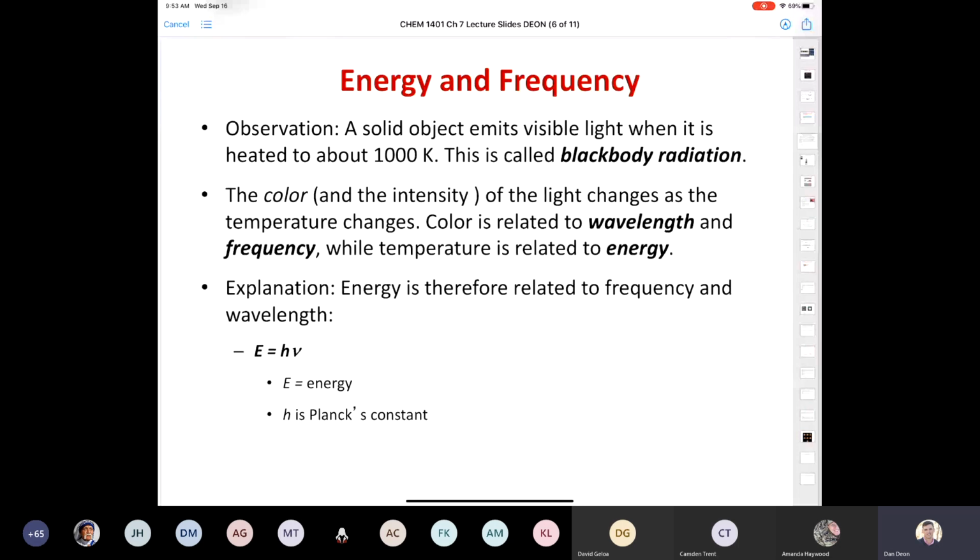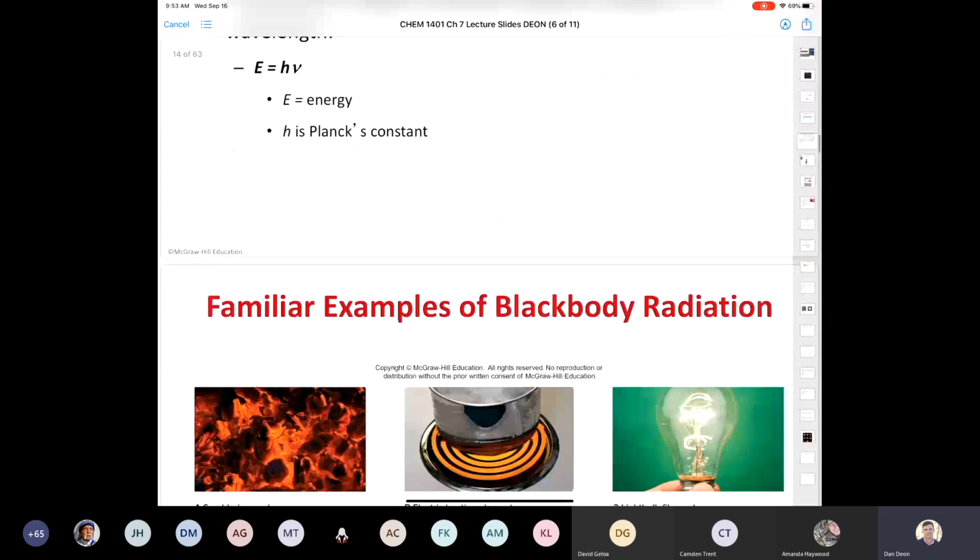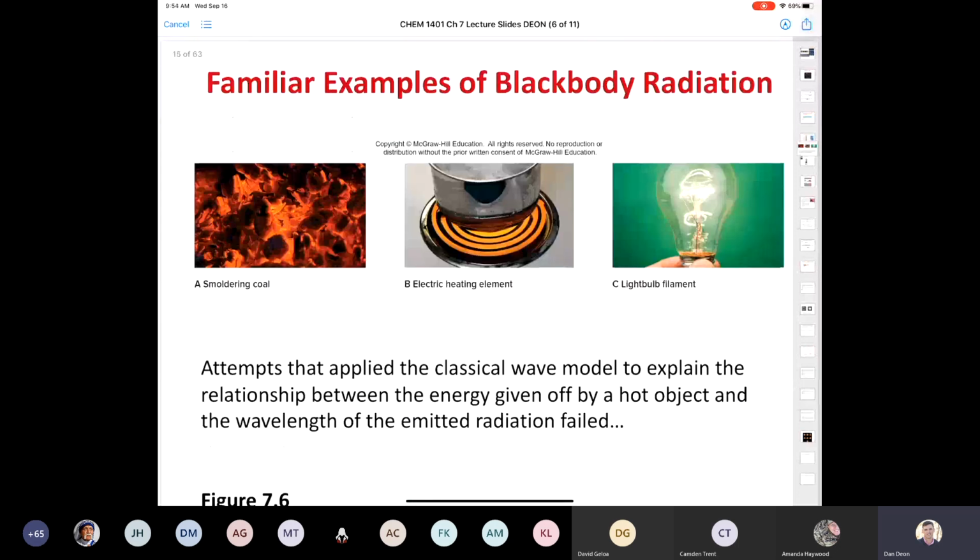Now, if you have a solid object and you heat it up hot enough, you might notice that it emits visible light. And we call that blackbody radiation. If you're like, what the heck is blackbody radiation? This is all they mean by it. If you take coal, you heat it up, you don't have a fire. Well, why are they giving off light? Just because they're heated. It's not a fire, they're just giving off light. If you take an electric heating element, that's even hotter, and it gives off an even brighter light. And if you have something that's even hotter, it can give off a white light.